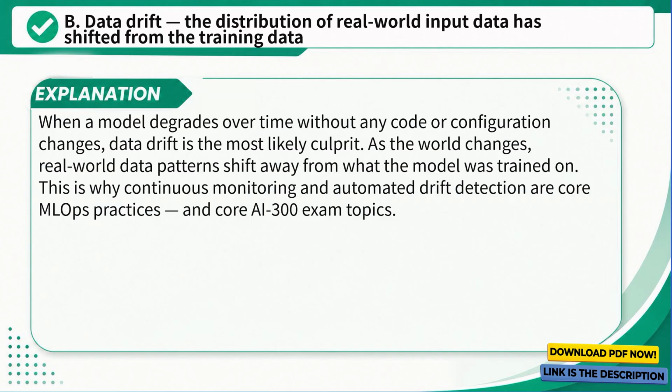Explanation. When a model degrades over time without any code or configuration changes, data drift is the most likely culprit. As the world changes, real-world data patterns shift away from what the model was trained on. This is why continuous monitoring and automated drift detection are core MLOps practices, and core AI-300 exam topics.